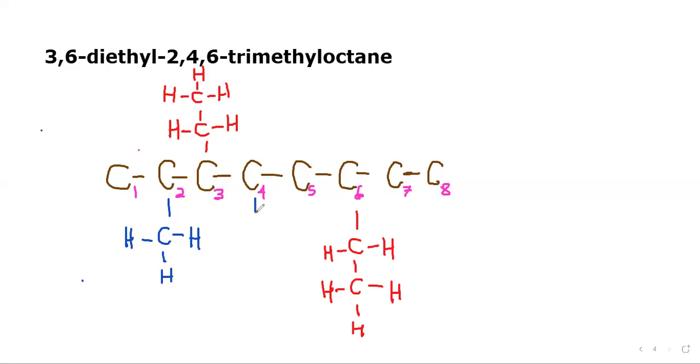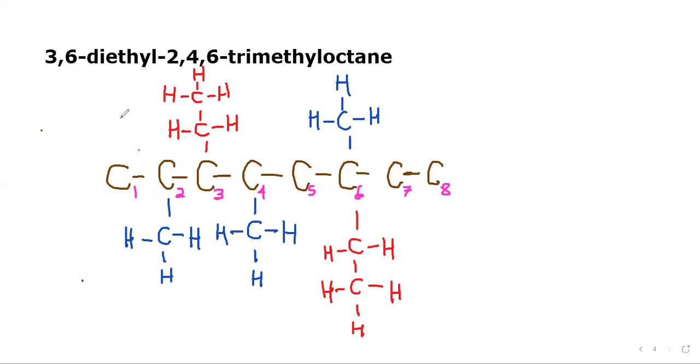Then as well as on carbon number 4, we are also having a methyl group. So that will be the methyl group that we are having on carbon number 4, as well as carbon number 6. So carbon number 6, we're going to also have a methyl group. Don't forget that the methyl group is CH3. Just like that. So now let's double check. 3,6 diethyl. So on carbon number 3 and carbon number 6, we're having our ethyl group represented by red color. Correct?